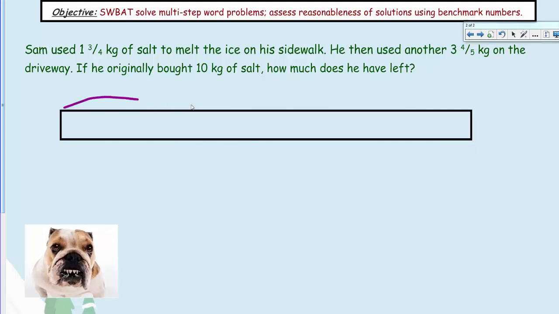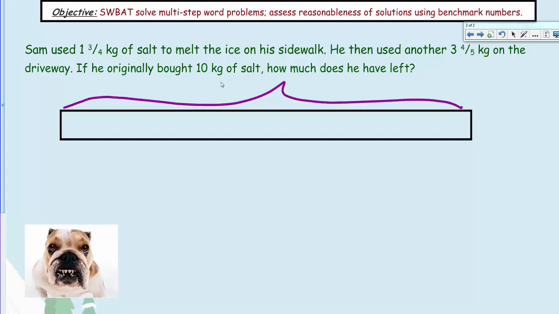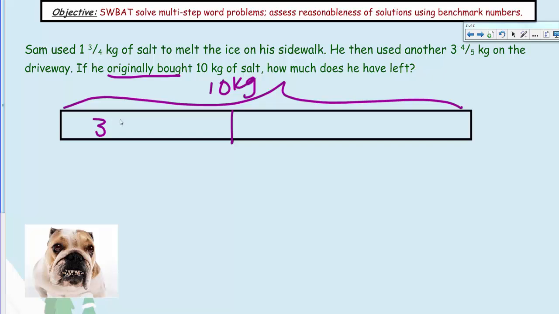Okay, so we can take this and call that the total of 10 kilograms. That's the total amount of salt that he has, because they even use the words originally bought. Now you can see here 3 4/5 kilograms, and this is going to be the driveway.